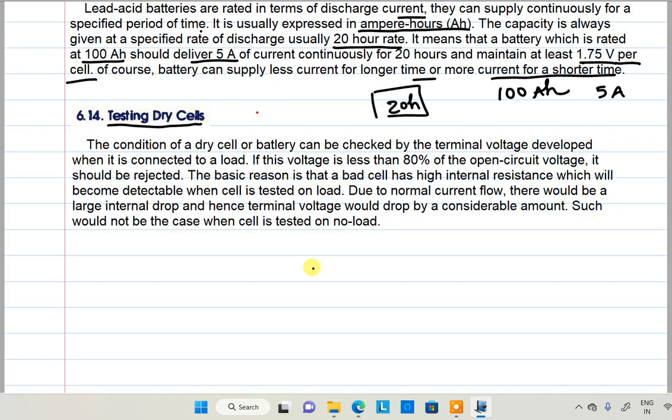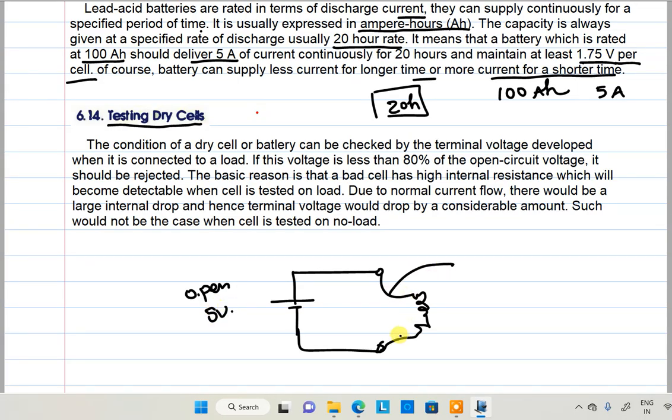Okay. So next, the last one, testing of dry cells. While testing dry cells, this particular cell is connected to the usual load, whatever load it may be. Suppose the open circuit voltage is 5 volt, for example. Whenever it is connected to the load, you find the voltage is, for example, 4 volt. That means the voltage has dropped from 5 to 4 volt.